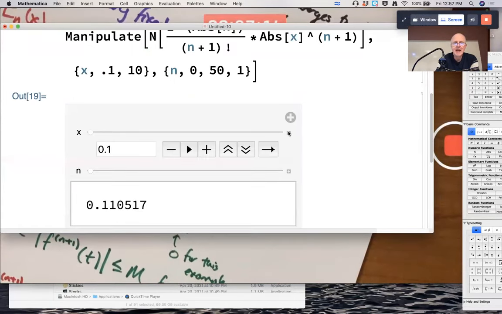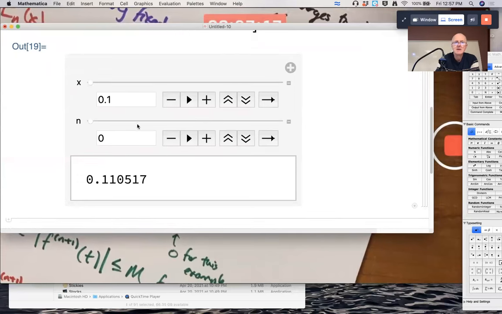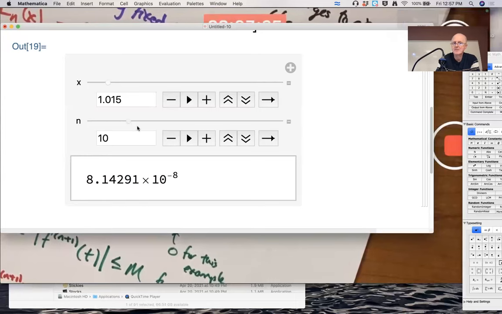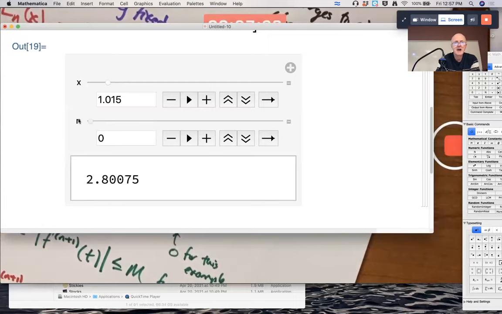So here's the case when x is 0.1 and n is 0. Increase n, yeah, that goes to 0 pretty rapidly. But what if we make x bigger? Like, how about close to 1? That got bigger. But it still gets small as n gets bigger. Okay, try yet a bigger x. How about close to 4? This is getting to be a pretty big number. But if I increase n, it will eventually get smaller, though it could get bigger at first.